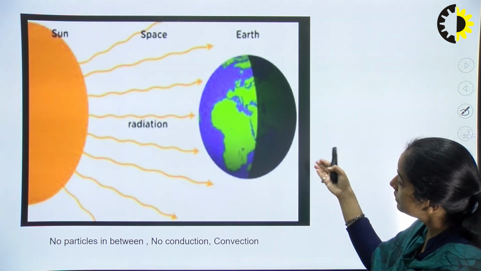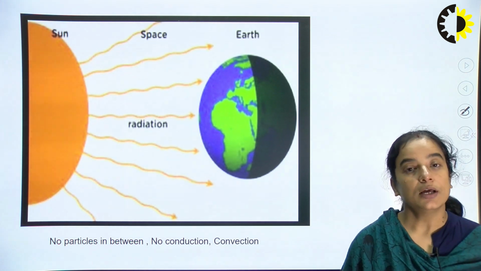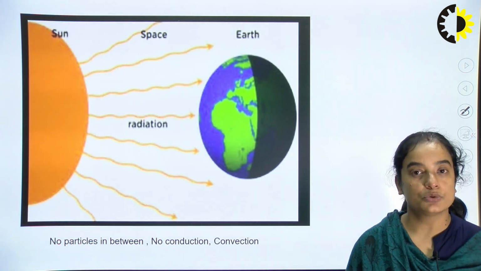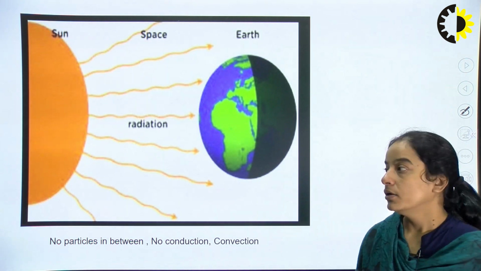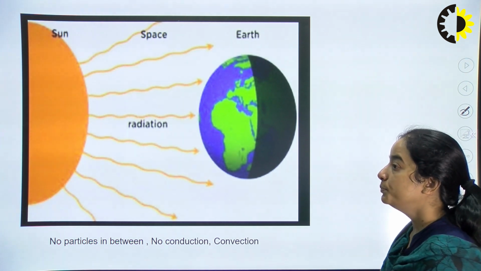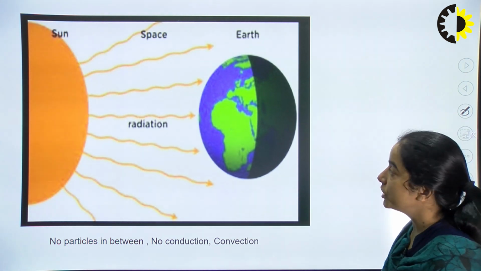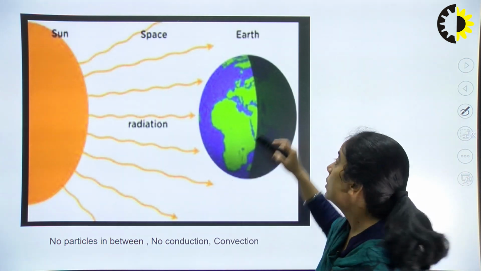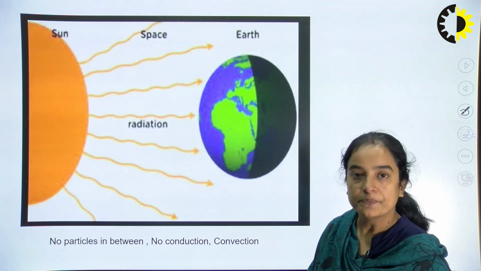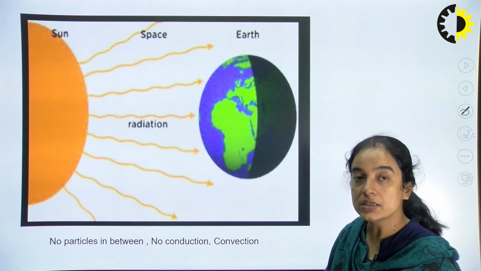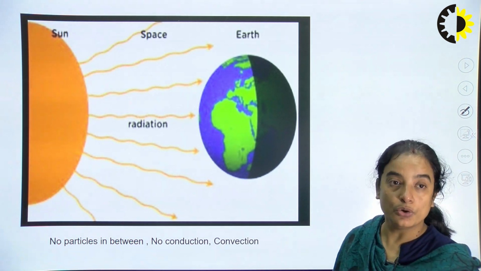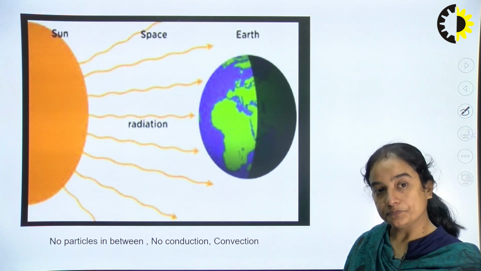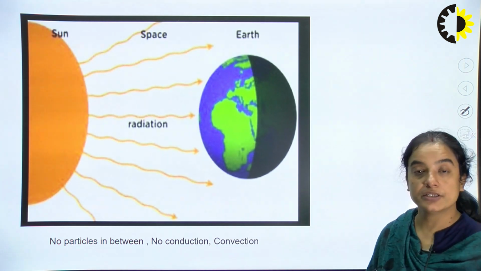As we know, earth is rotating on its axis, and earth is also revolving around the sun. So if earth is in this position, then this part of earth will be receiving the solar radiation, but this part is not receiving it. In between the sun and earth there is no particle, so no conduction, no convection is there, only radiation is there.